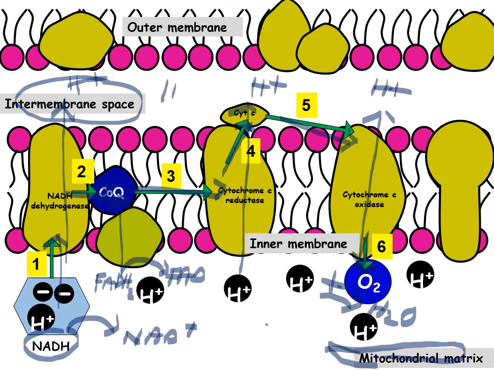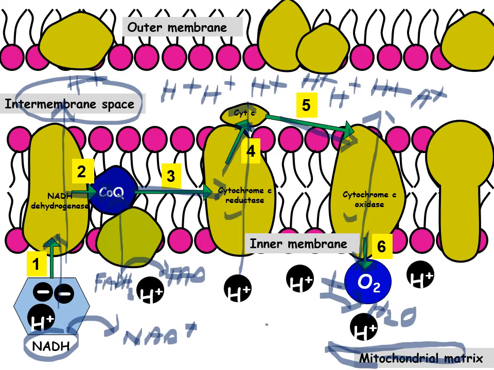Gradually there will be a lot of H+ in the intermembrane space because of the pumping of protons at these 3 places. For NADH, it passes through all 3 pumps: NADH dehydrogenase, cytochrome C reductase and cytochrome C oxidase. But FADH2 involves just two places, cytochrome C reductase and cytochrome C oxidase, so just the 2 pumps.